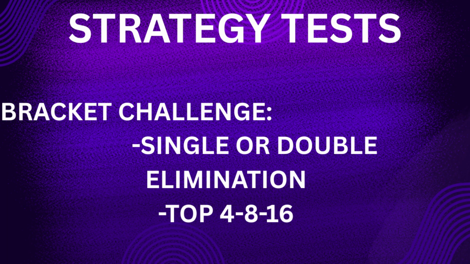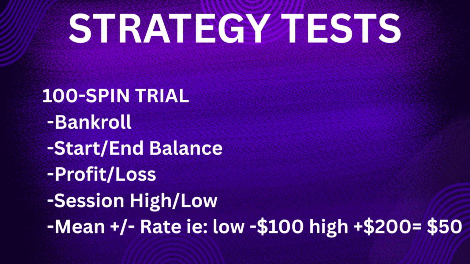So the first one's obviously the bracket challenge. We could do a single or double elimination on that. And then number 2 would be the 100 spin trial. Basically what you've seen today. So you're going to have a bankroll, a start and end balance, profit and loss. All those juicy stats. It's going to be a comparison test. We could compare different data sets against the same strategy, or we could do the opposite, where we're doing one strategy against a bunch of different data sets.